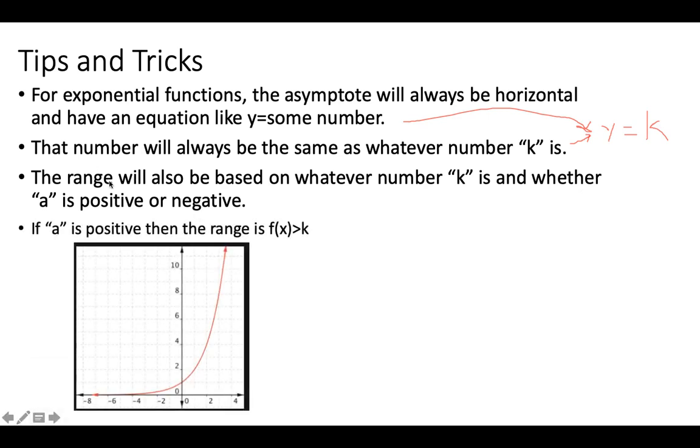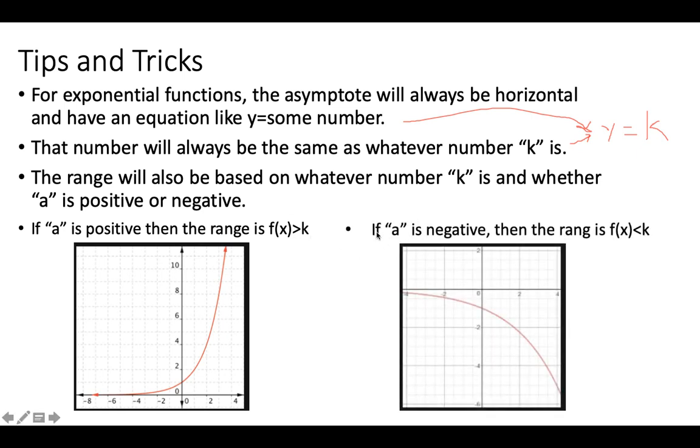Let me show you what I mean by this a stuff. So if a is positive, then the range is going to be f of x. So I'll always start with f of x for the range. And if a is positive, then it's going to be greater than k, whatever number k is. Obviously the opposite then, if a is negative, then the range is f of x is less than whatever k is. So notice it's always f of x for the range with k, and you just got to look at which way does your sign go. If a is positive, then it's going to be greater than. If a is negative, it's going to be less than, like this.